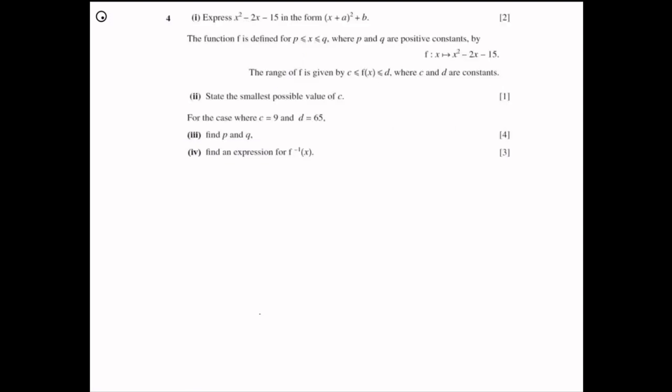Now for number 4. Part I says to express x squared minus 2x minus 15 in the form of (x plus a) squared plus b. That sounds simple enough. We did a problem like that earlier, just completing the square. So let's get right into that. x squared minus 2x minus 15. It says it up there, but I prefer to rewrite it, that way I can start from the beginning and get towards the end.